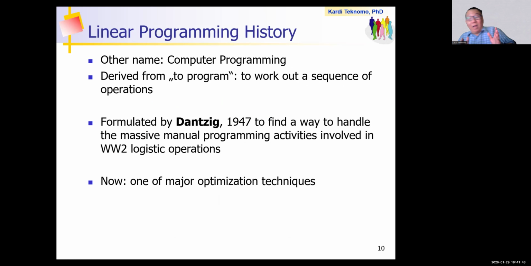So I will not discuss the numerics here. I will just discuss how you transform your problems into linear programming, and then you just use the calculator and understand the meaning.